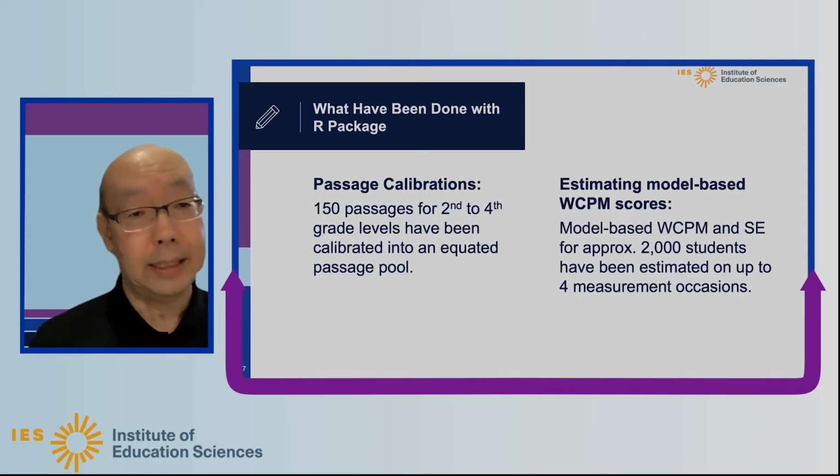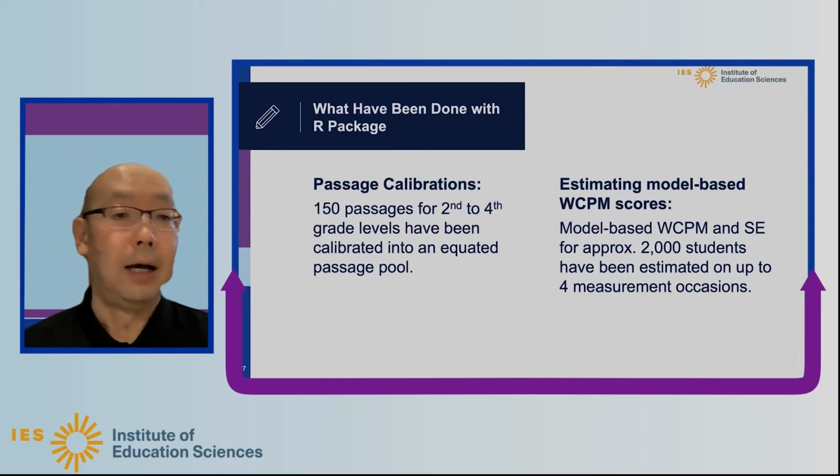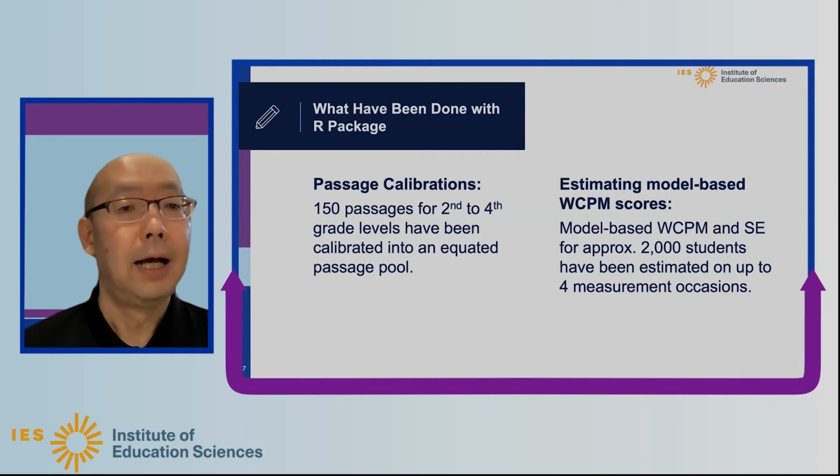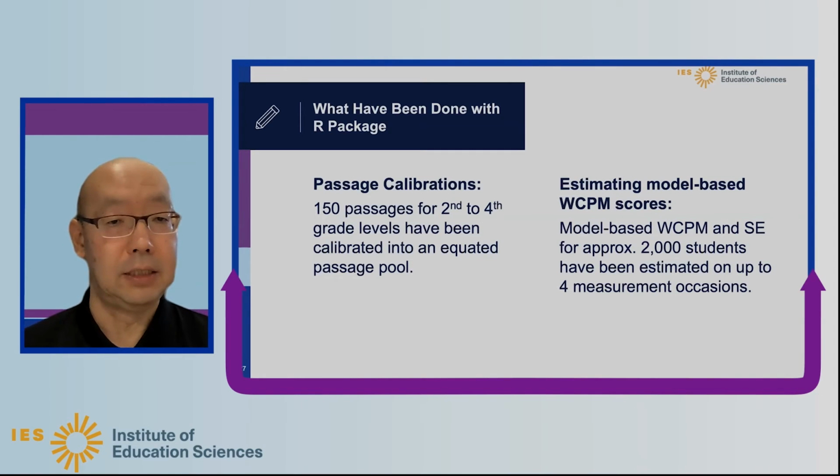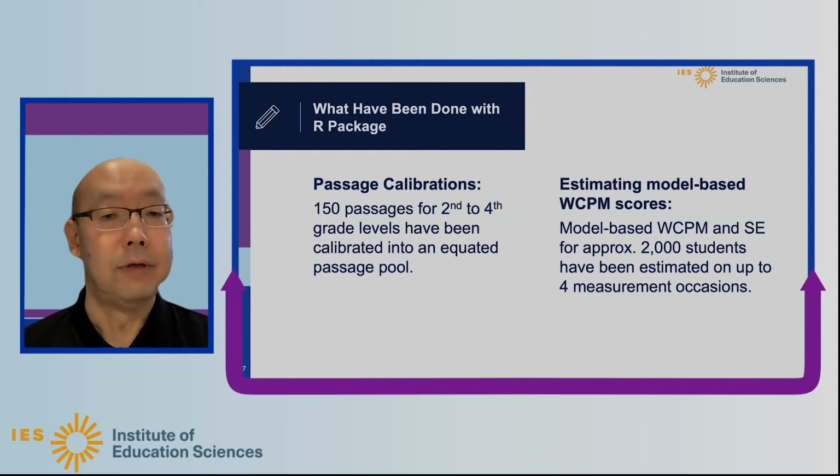And what have we done with the R package? We have collected data in the previous project on the 150 passages for the second through fourth graders. And we have calibrated all the 150 passages for those 3 grade levels, which means that all the passage parameters for those 150 passages have been equated in the passage pool.